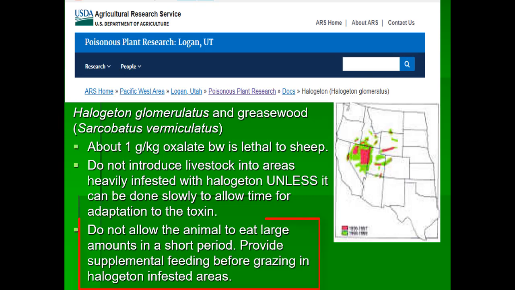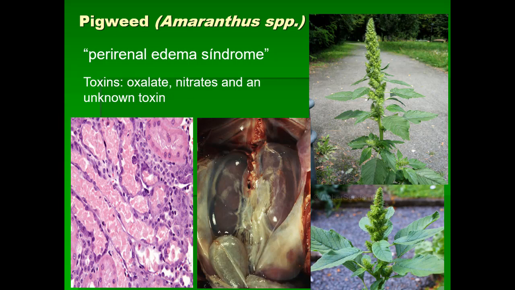Also, another recommendation is that we should not allow the animals to eat large amounts in a short period of time. In order to prevent this, we can provide some supplemental feeding before grazing in infested areas. Now, moving on to another plant whose toxin is not oxalic acid, and for which there is also many cases reported worldwide, is pigweed. There are also dozens of species.